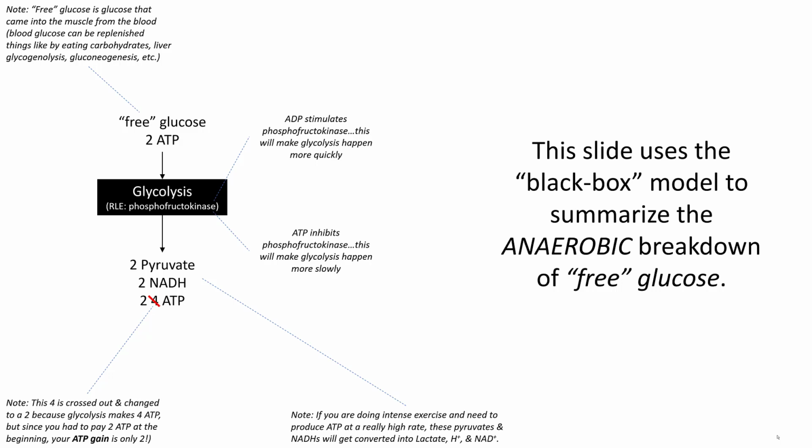On this slide, I'm going to summarize the anaerobic breakdown of glucose. We're going to be focusing here on glucose in its free form. When we're talking about free glucose, we're just talking about glucose that came into the muscle from the blood. You should also note here that anaerobic breakdown just means a type of breakdown that doesn't require oxygen.